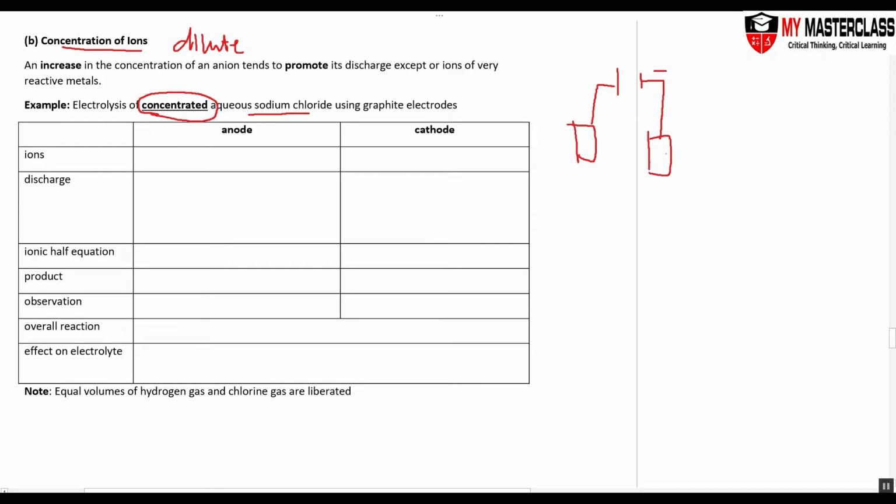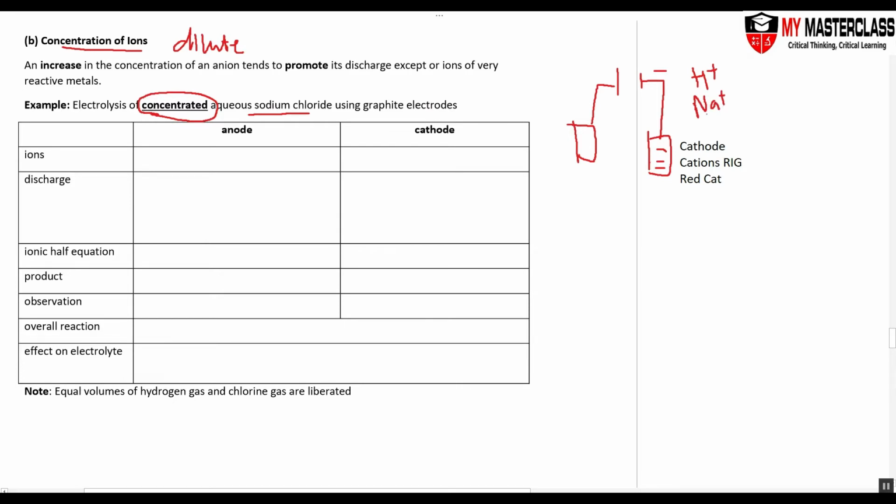This is negative, this whole thing is negative. What gets attracted to the negative is your cathode, cations. Reduction is gain, and red cat. Yeah, so reduction, the cations get attracted over here. Okay, so same thing, concentrated aqueous sodium chloride, I still have my H plus and Na plus.